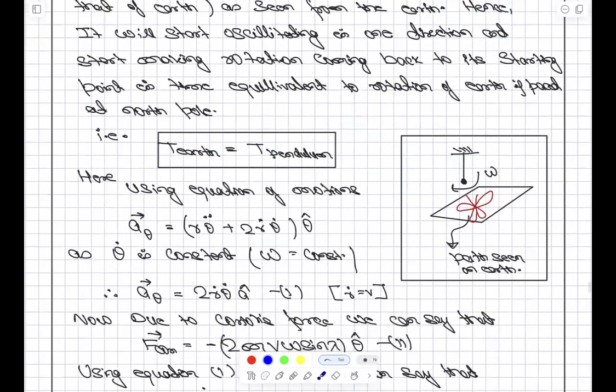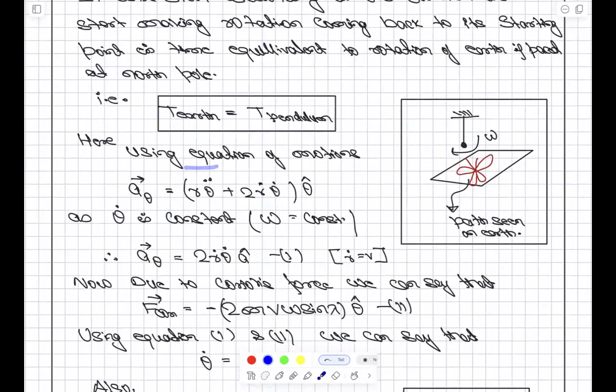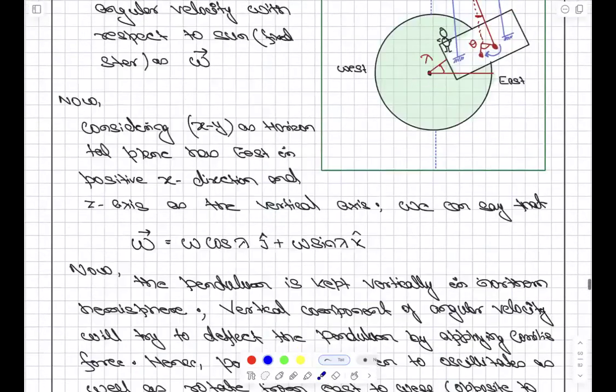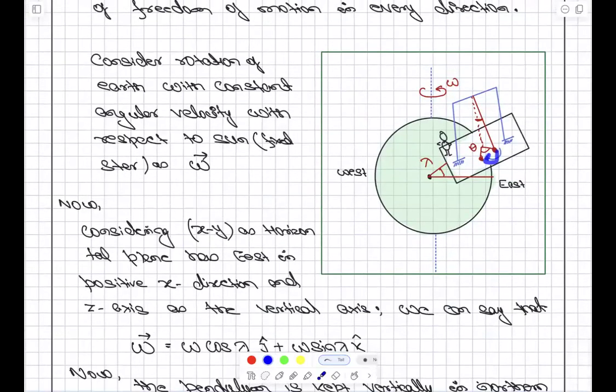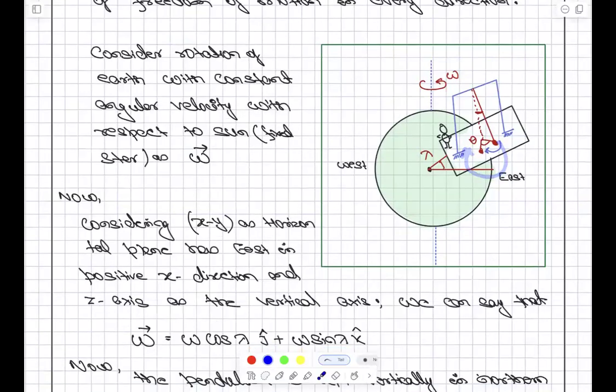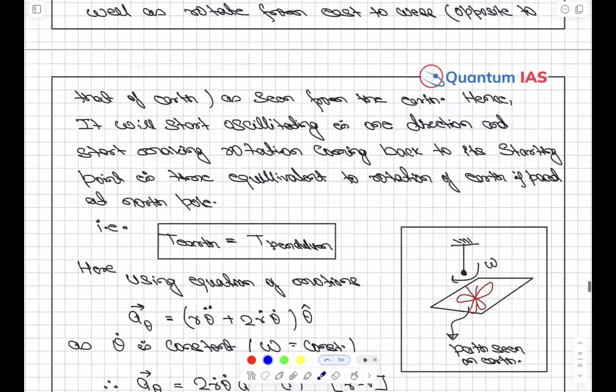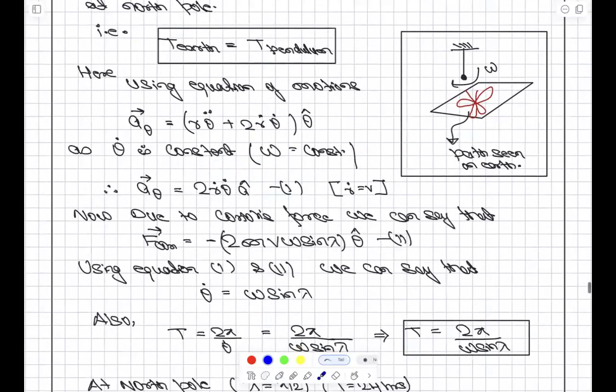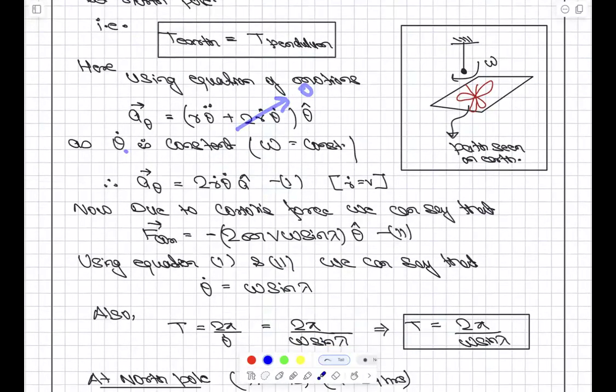Now, equation of motion we can write because it is moving in theta direction. देखो, it is moving in theta direction, so I'm writing the deflection is what? In theta direction. Mind it, ये rotate कर रहा है, that means deflection is in theta direction. So a theta equals r theta double dot plus 2 r dot theta dot. r is constant, so what will happen? This will become 0. So a theta equals 2 r theta dot.